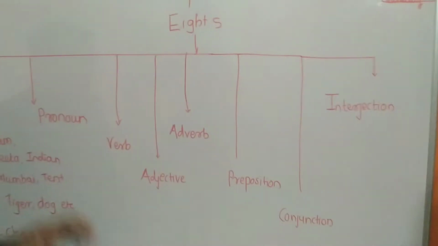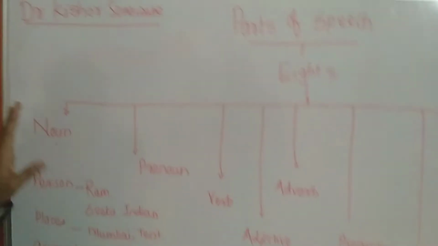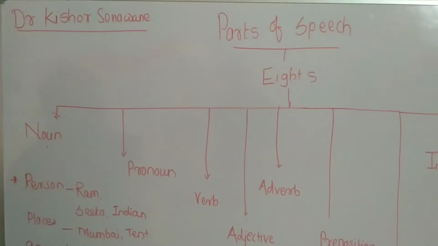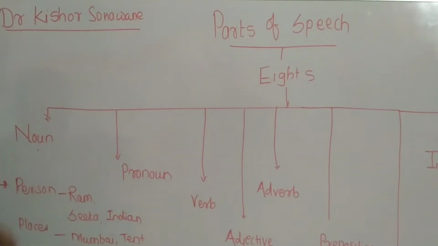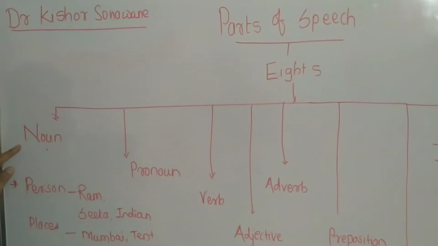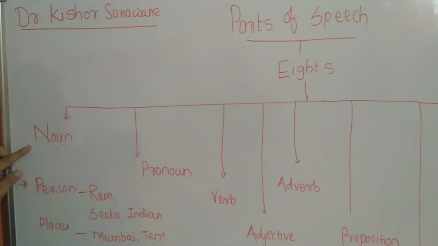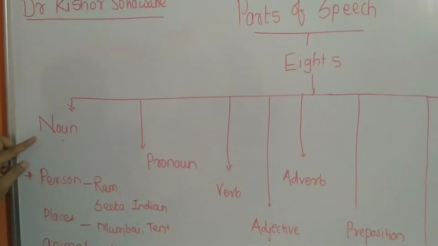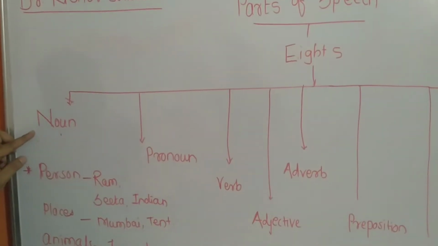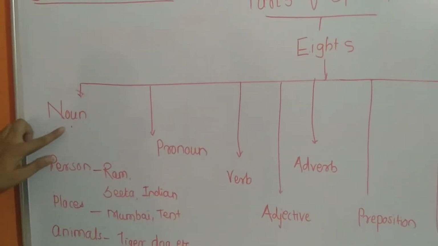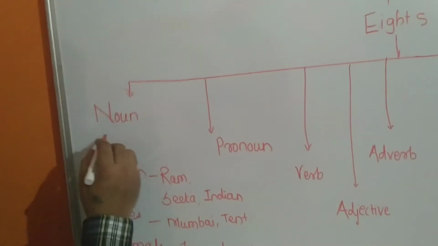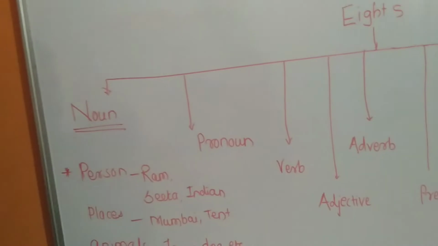Dear friends, we must know the definition of parts of speech. If you know the definition of parts of speech, you can make meaningful sentences. You can use these words to make a proper sentence. Now see the definition of noun. The first part of speech is noun.